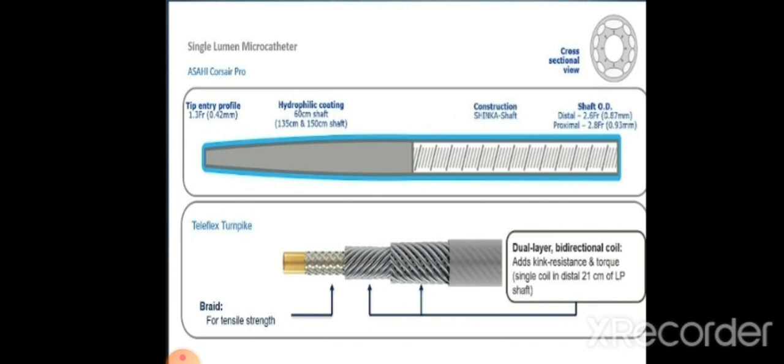Also, everybody should know exactly the composition and the structure of the microcatheters. As in the Asahi Corsair Pro, you should know exactly the meaning of the Shenga shaft and how this design is dedicated for kink resistance, torqueability, and also penetration force. Also for the Teleflex Turnpike, how it is composed of 5 layers of structures, and one of these is the dual layer bidirectional coil, which adds kink resistance and torque.